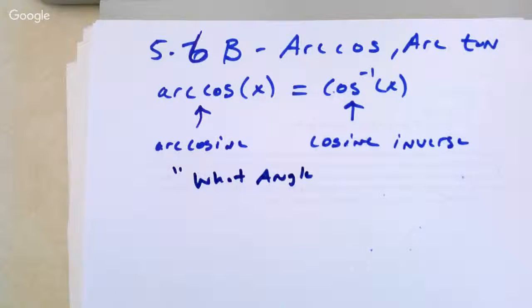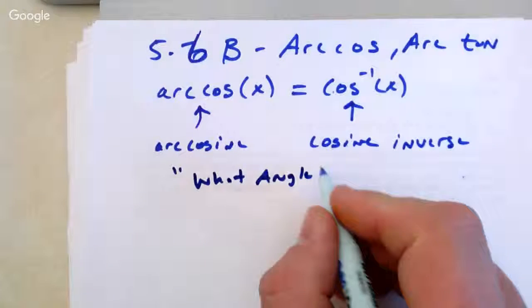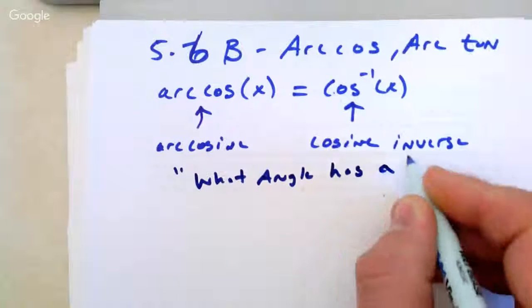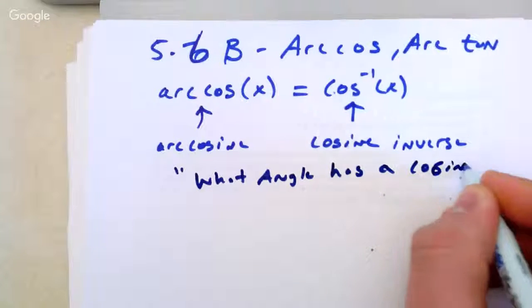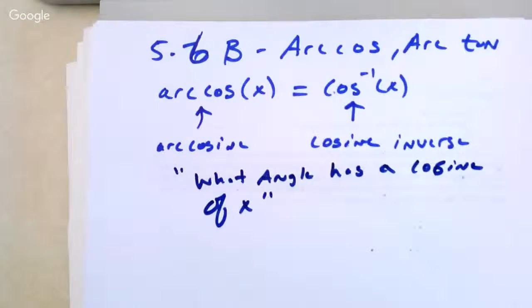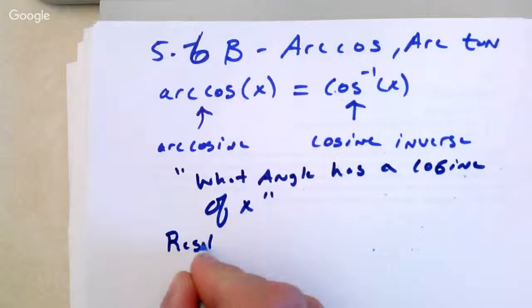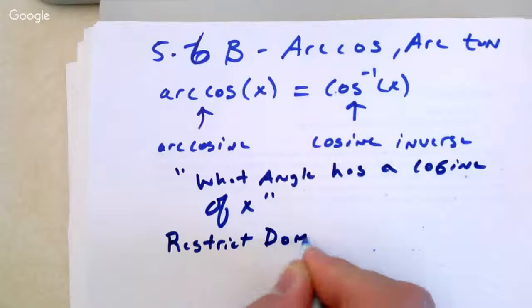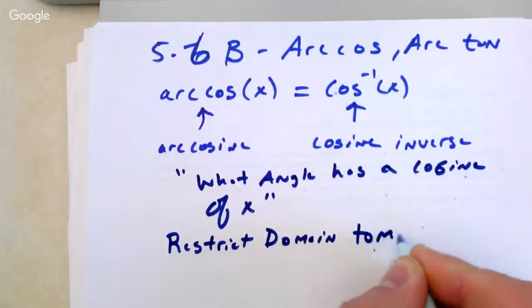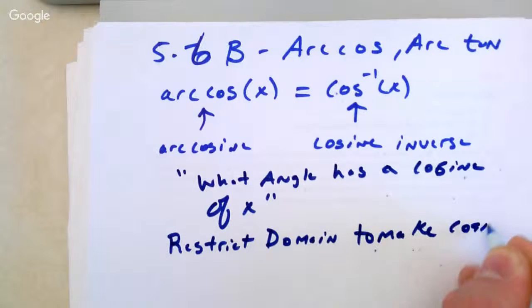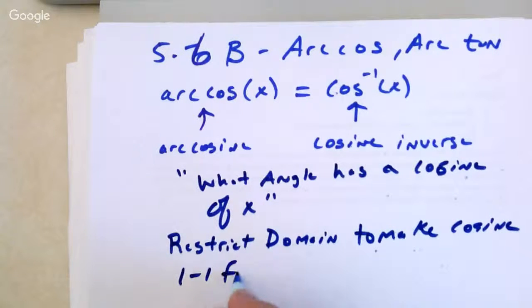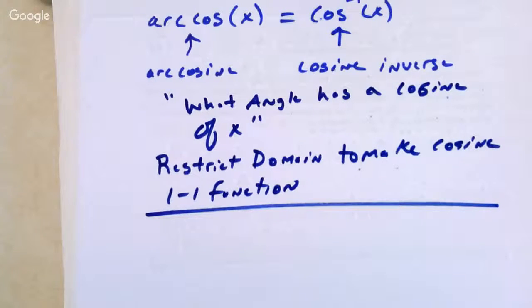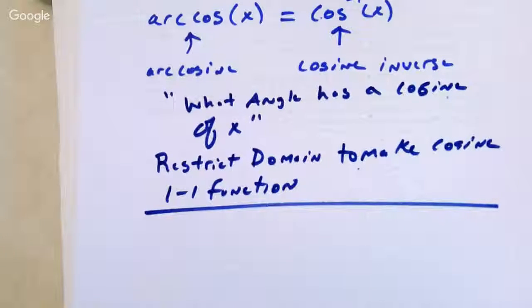What angle has a cosine of x, whatever we want to find that cosine of? We talked a little bit ago, we also have to go back and we have to restrict the domain of cosine. We have to restrict the domain to make it 1 to 1. Unlike sine, you can actually get both all the positive and negative values from 0 to pi.